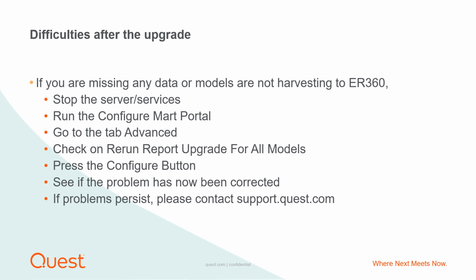If you have difficulties after the upgrade, if you're missing any data or models or not harvesting to ER360, stop the server or the services, run the Configure Mart Portal, go to the tab Advanced, check on Rerun Report Upgrade for all models, press the Configure button, and see if the problem has now been corrected. If problems persist, please contact support.quest.com.